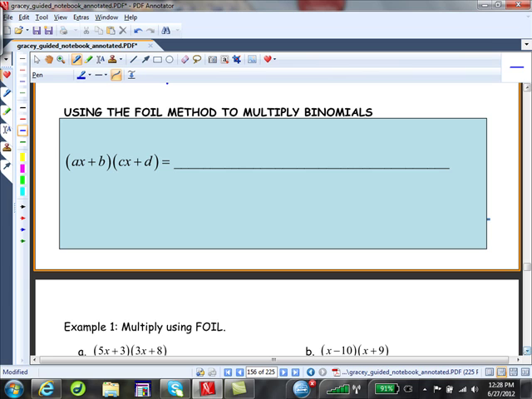Okay, so here we go using the FOIL method. You end up with first, AX times CX. So those are your first terms. And then outside terms are the AX times the D. Inside terms would be the B times the CX. And the last terms would be the B times the D.